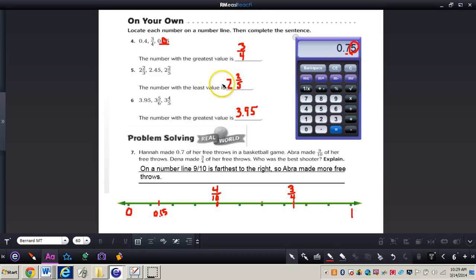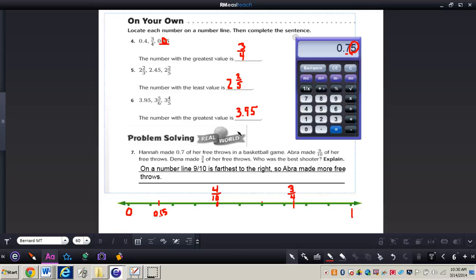Okay, so here are the answers for you. For 5, which was asking for the number with the least value, that's 2 2/5. We know that because it occurred furthest to the left on the number line. Number 6, the number with the greatest value was 3 95 hundredths. That number fell furthest to the right on the number line. And then finally for number 7, the answer would be Abra, and the possible explanation: on a number line, 9/10 is further to the right, or farthest to the right, so Abra made more free throws than any other player.